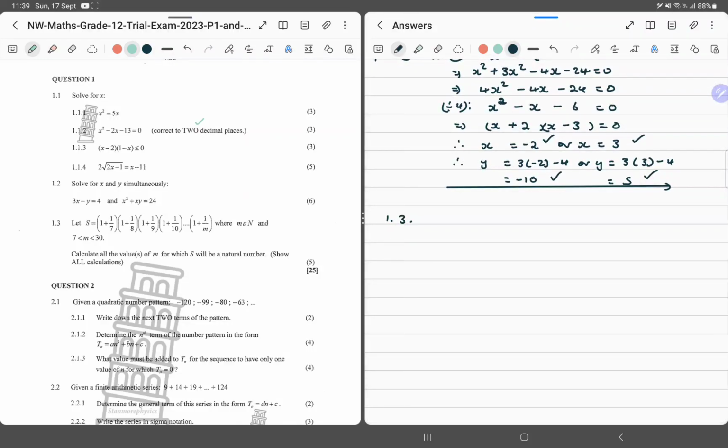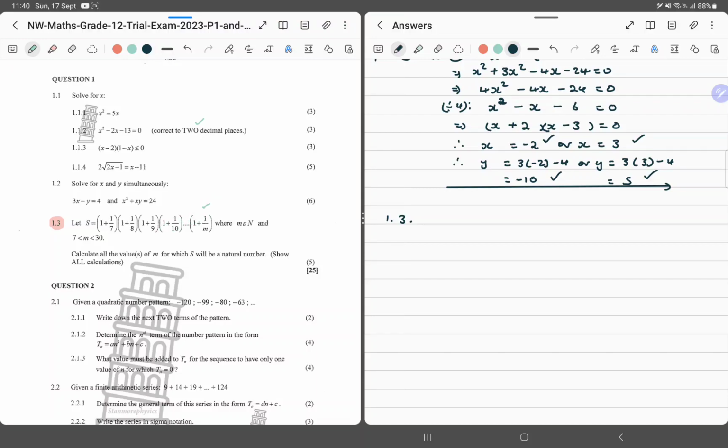So 1.3. Now, as you can see, 1.3 is one of those higher grade questions. Already, from just looking at it, it's not a simple question. But it's a question that is approachable, because we are maths fanatics, are we not? Now we're told let S equal 1 plus 1 over 7, multiplied by the next bracket, 1 plus 1 over 8, multiplied by the next bracket, 1 plus 1 over 9. As you can see, the denominators of the next term inside those brackets are increasing by 1. That is just a pattern you need to notice.